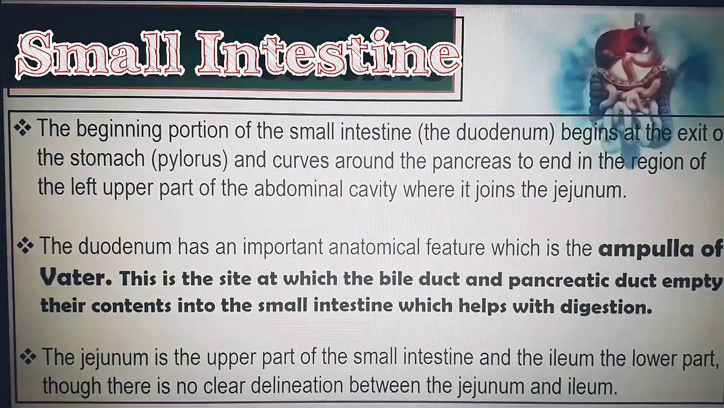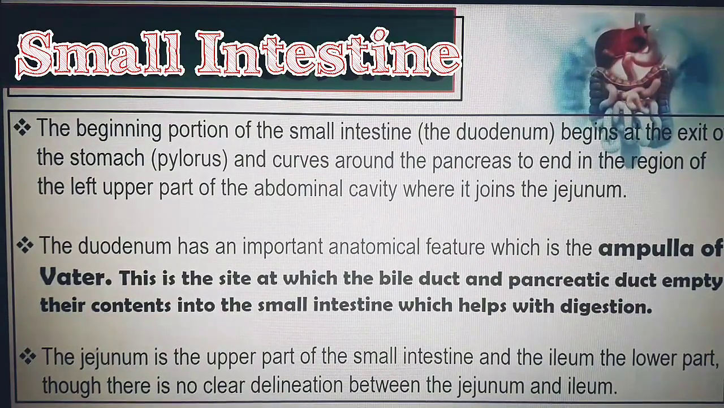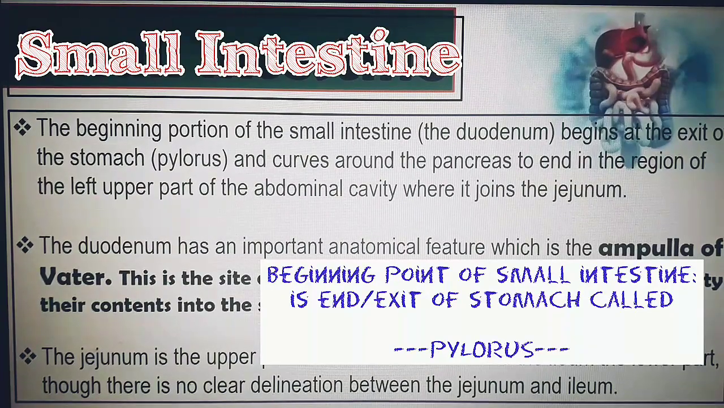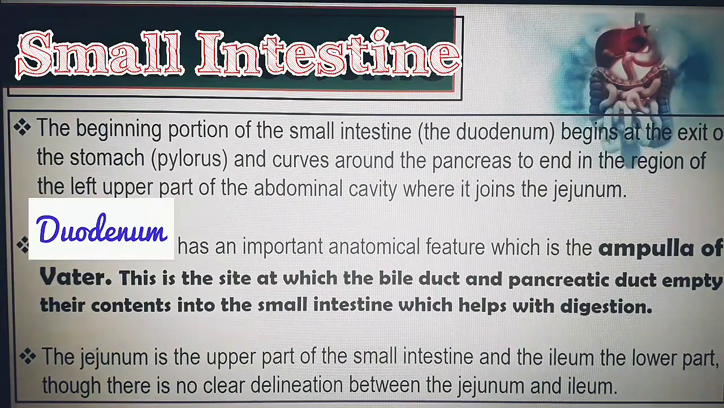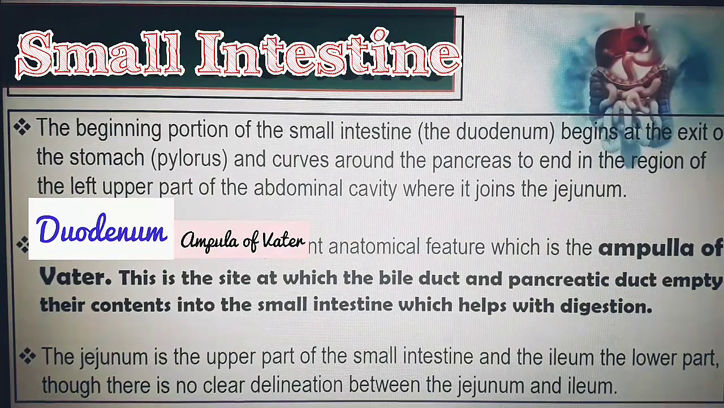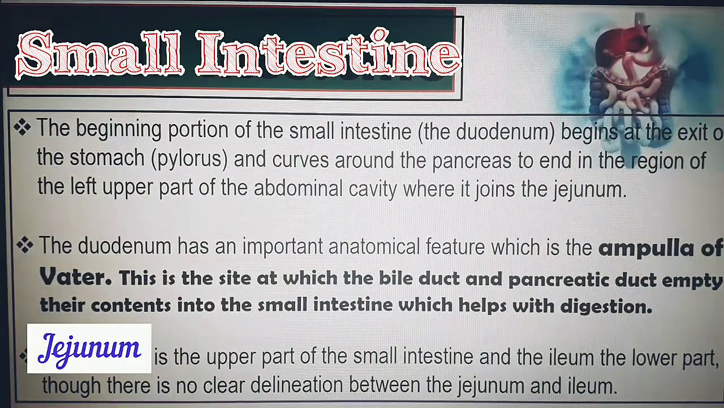The beginning portion of the small intestine begins at the exit of the stomach, or pylorus, and curves around the pancreas to end at the region of the left upper part of the abdominal cavity where it joins the jejunum. The duodenum has an important anatomical feature, which is the ampulla of Vater. This is the site at which the bile duct and pancreatic duct empty their contents into the small intestine, which helps with digestion. The jejunum is the upper part of the small intestine, and the ileum the lower part, though there is no clear delineation between the jejunum and ileum.